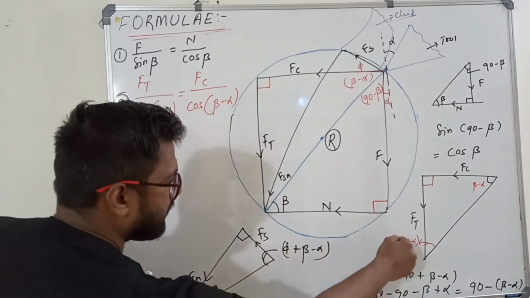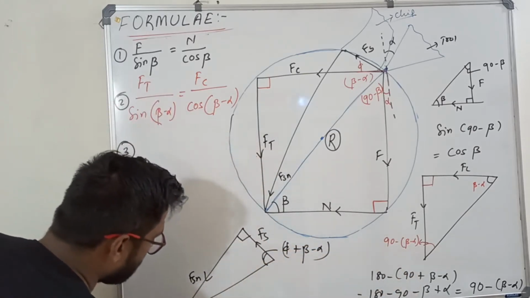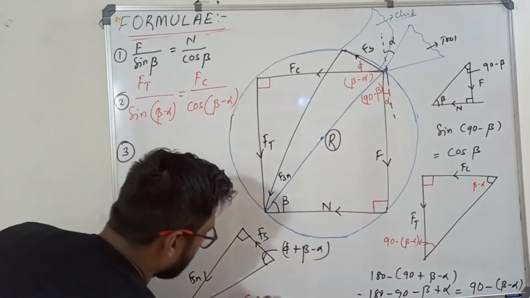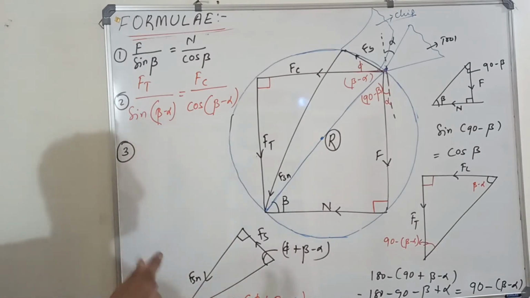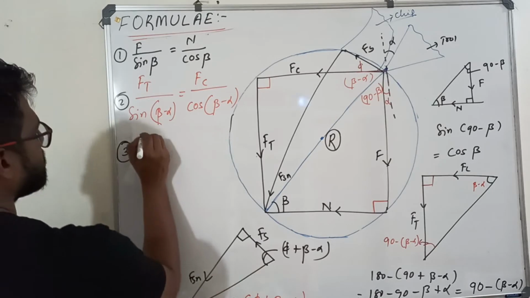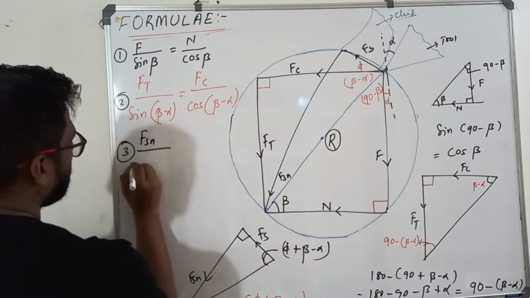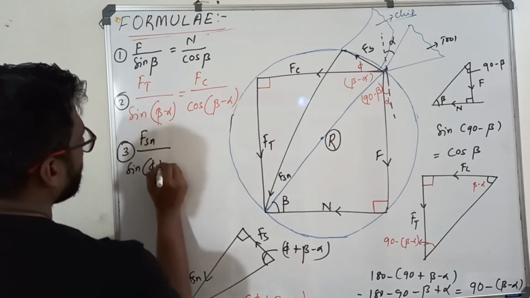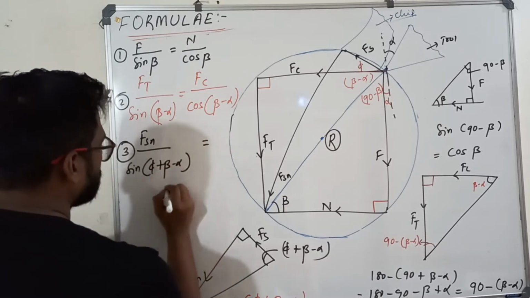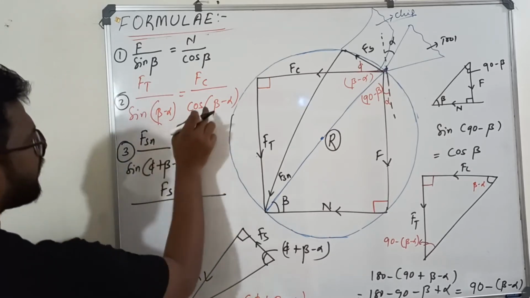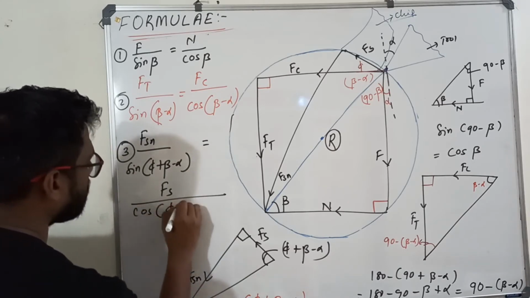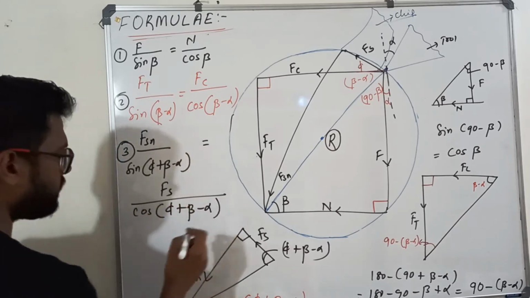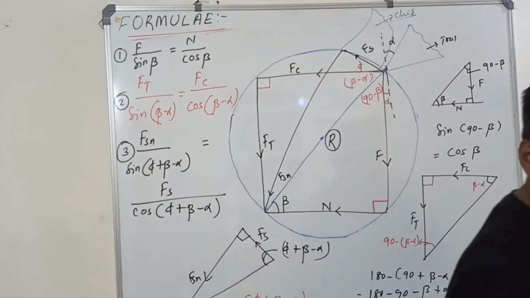So like this only we will solve. What will be the remaining angle? Sir, this angle is going to be 90 minus phi plus beta minus alpha. Again, which formula? The same formula, sir, sine law. So Fsn by sine phi plus beta minus alpha is equal to the shear force Fs by sine 90 minus theta, that is cos, so cos phi plus beta minus alpha.